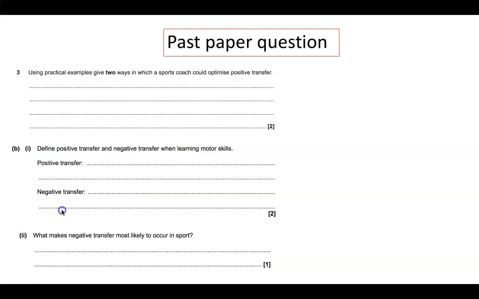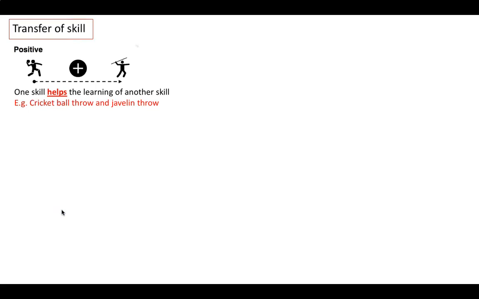Moving on, two types of transfer of skills. We're going to start with positive. Positive transfer of skills is when one skill helps, which is the linking word, the learning of another skill. For example, cricket ball throw and javelin throw. Being able to successfully throw a cricket ball may help in the learning of throwing a javelin.